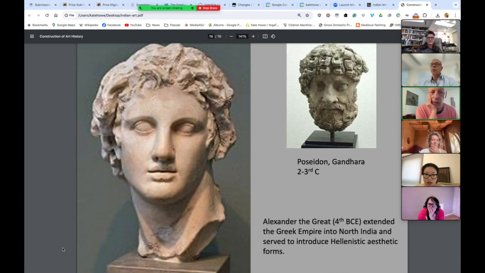Alexander the Great, in the 4th century BC, extended the Greek Empire to North India and served to introduce Hellenistic aesthetic forms. So you actually get Greek sculpture, Greek representations in India. It's an image of Alexander. You find sculptures of Alexander in the region of North India, Pakistan or Afghanistan. So there's also a sort of meeting point between Greek philosophy and Indian philosophy. Next.